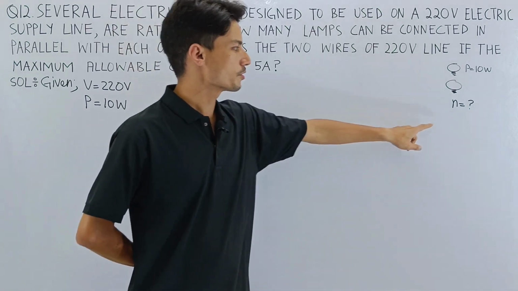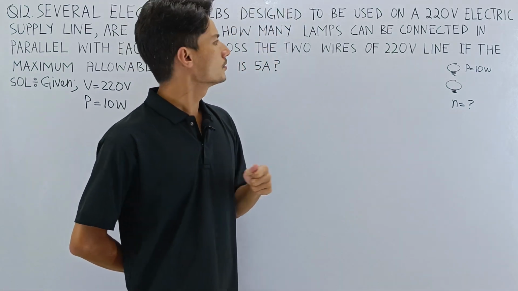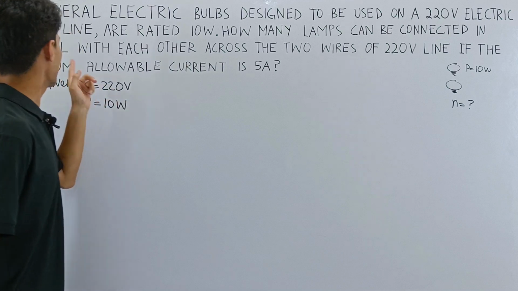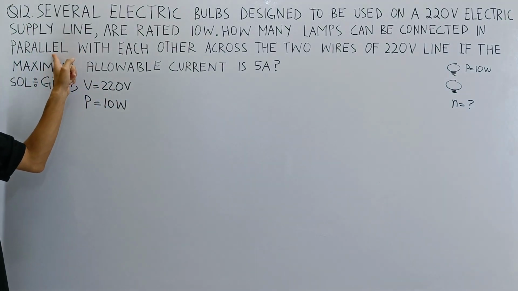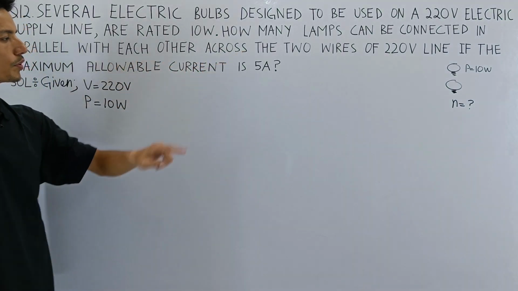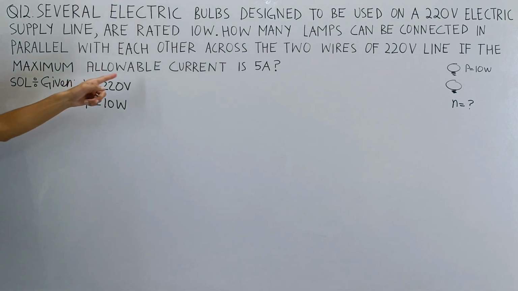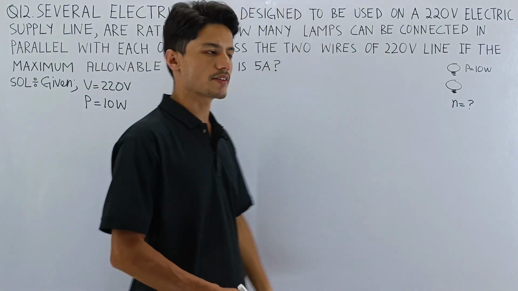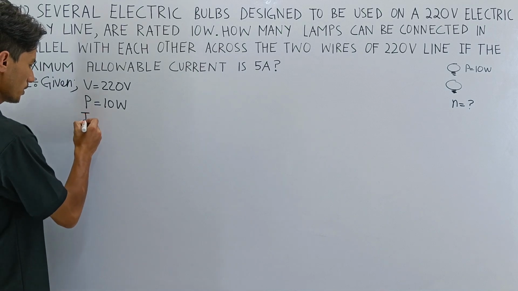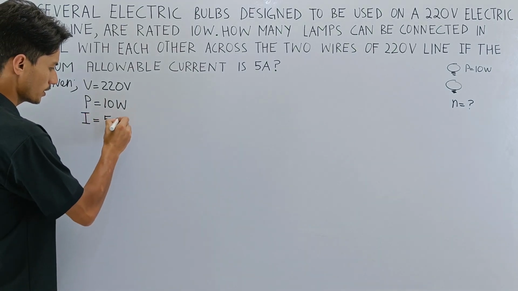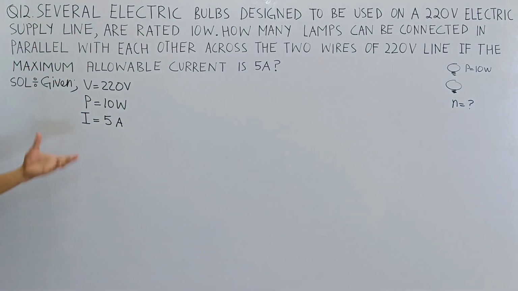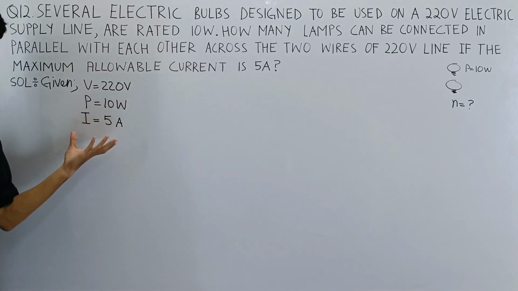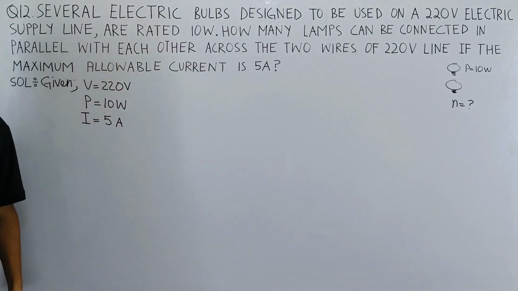Alright. So we have to find n. And what else? They can be connected in parallel. Remember, the combination is parallel with each other across the two wires of the 220 volt line if the maximum allowable current is 5 ampere. So the current flowing through the entire system is 5 ampere. So I is also given to us. So these are the things that we got. So we write whatever things we have extracted by reading the question in given.